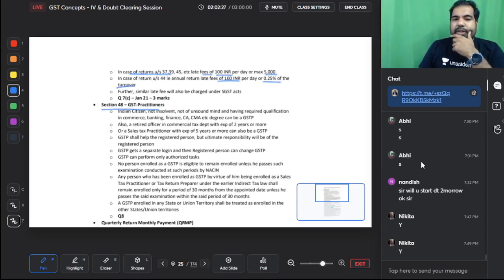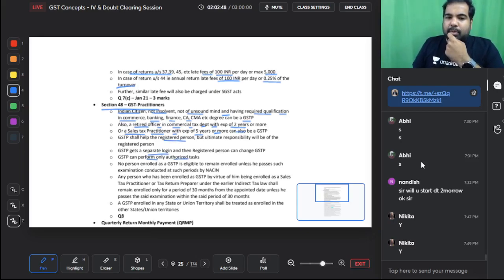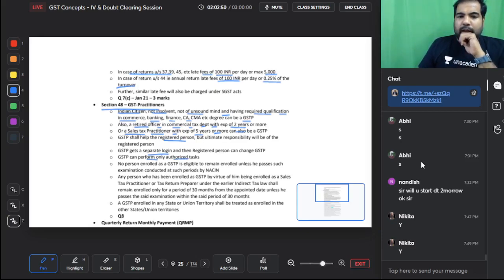GST practitioners, Indian citizen, not insolvent, not of unsound mind, and having required qualification in commerce, banking, CMA can be a GST practitioner. Retired officer in commercial tax department having 2 years or more experience, or a sales tax practitioner having 5 years or more experience can also be GSTP. You need to be registered, separate login. You can only perform the tasks that have been authorized to you, and you need to pass some examinations.